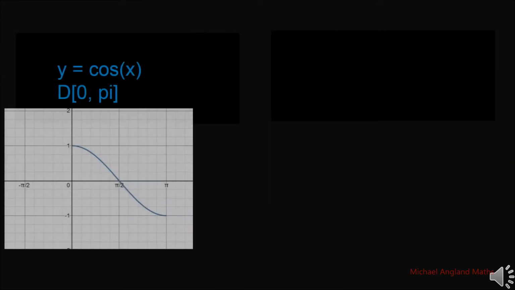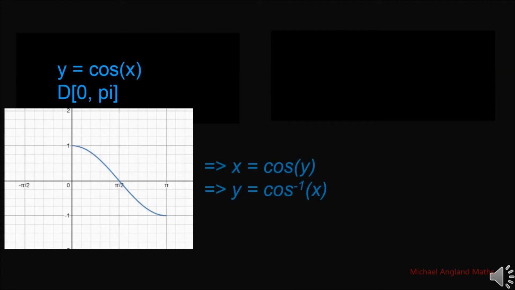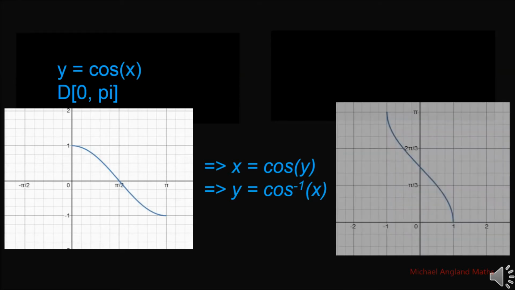Having done this, we can now take y equals cos x restricted from 0 to pi, and we can create the inverse function. We do this by swapping the variables. So we now have x equals cos y. How to make y the subject? Take cos inverse of both sides. Cos inverse x equals y. Well, it equals y because we've restricted the domain.